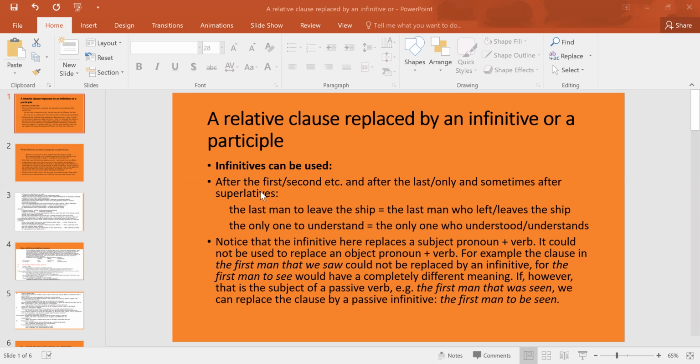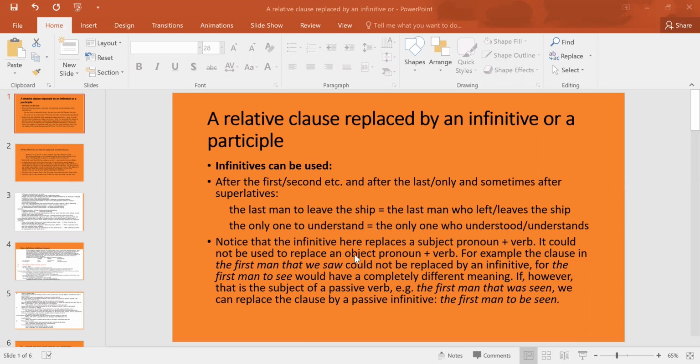Infinitives can be used after the first, second, etc., and after the last only, and sometimes after superlatives as well. For example, the last man to leave the ship. Here, the last man to leave the ship can also be used like this: the last man who left or leaves the ship. All right. And this is the second example. It can also be used like this. For example, the last man, this is a noun here, and who left, this is a defining relative clause. And you can also write this defining relative clause in this way as well. And the same is the case with the second example.